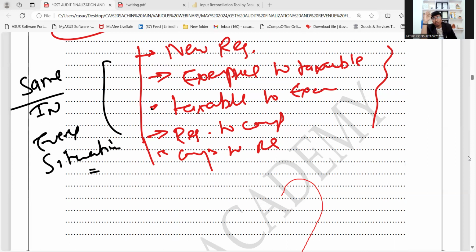For that purpose you may refer to section number 73 of the CGST Act. Yes, penalty will be charged if the tax is not paid within 30 days from the date of the notice.